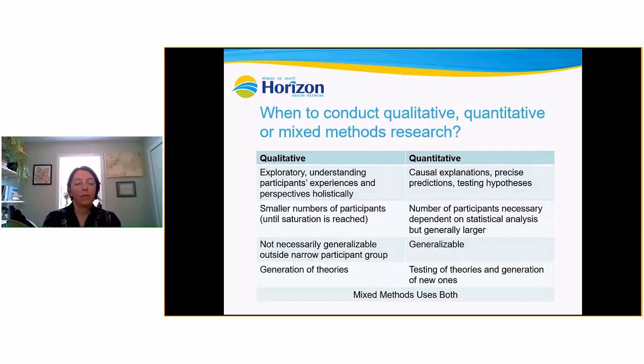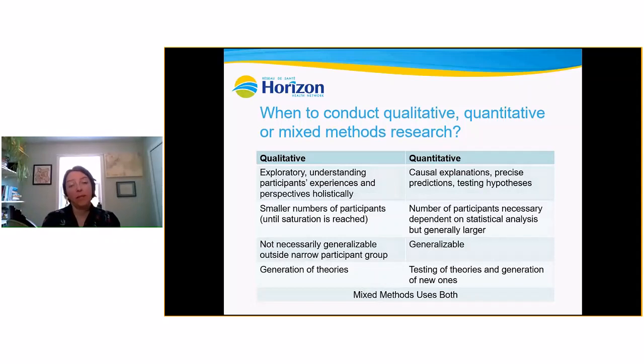Now, I would say that in qualitative, it can be generalizable depending on how you're writing up that generalizability, right? Because that participant group might be reflective of other groups elsewhere. Just something to keep in mind.